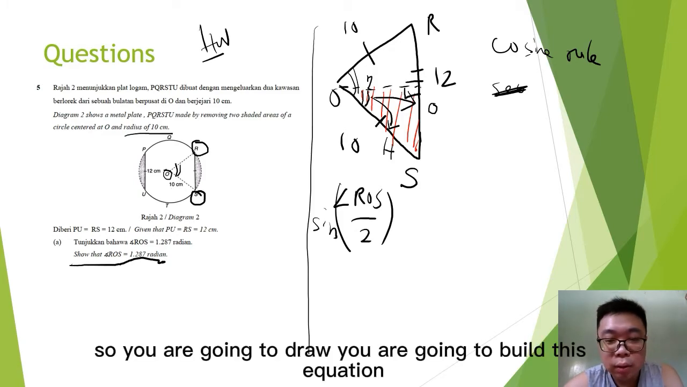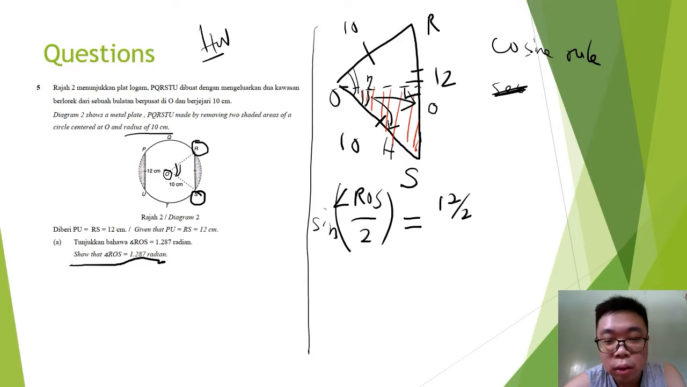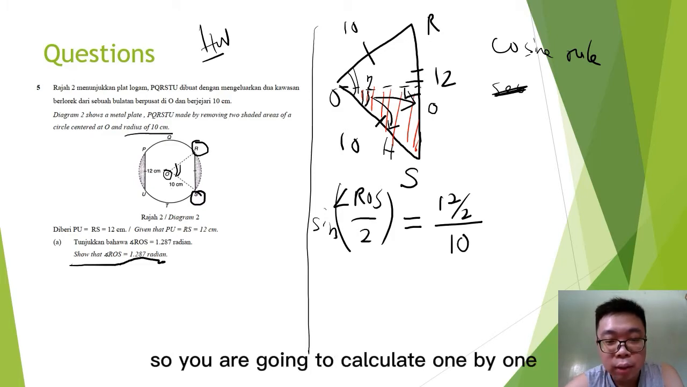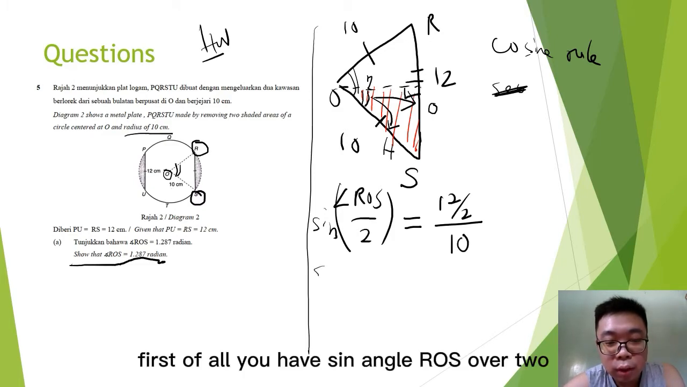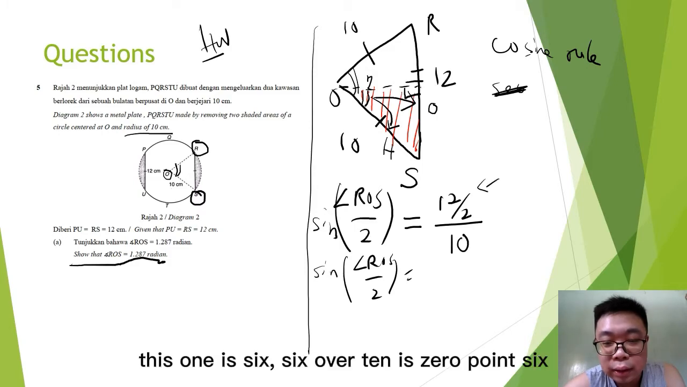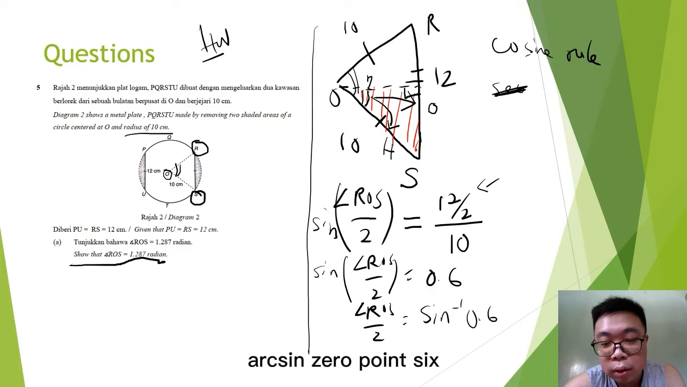So you are going to build this equation. You have opposite, which is 12 over 2, and you have hypotenuse, which is 10. You are going to calculate one by one. First of all, you have sine of angle ROS over 2 equal to 6 over 10. This is 6. 6 over 10 is 0.6. So we are going to calculate ROS over 2 equal to sine inverse of 0.6.